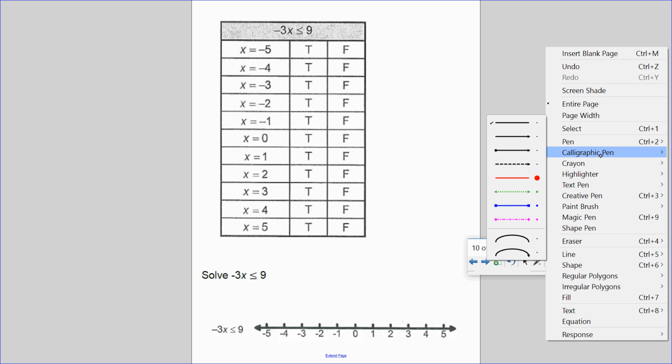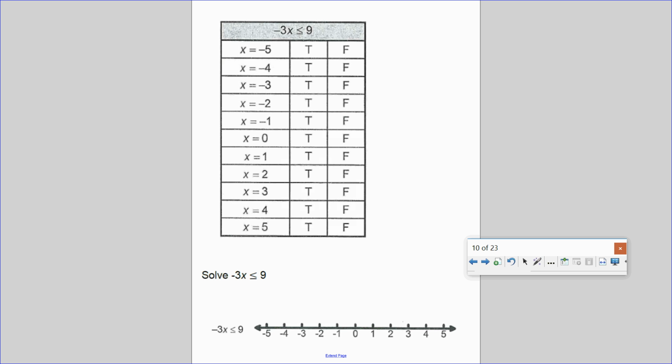So let me get my calligraphy pen again. When you multiply -3 by -5, what do you get? 15. Is 15 less than or equal to 9? False. So scratch out -5. If you multiply -3 times -4, 3 groups of -4 is -12, but opposite is 12. Is 12 less than 9? False. You scratch it. When you multiply -3 times -3, you get 9. Is that less than or equal to 9? It is. So I'll circle -3.